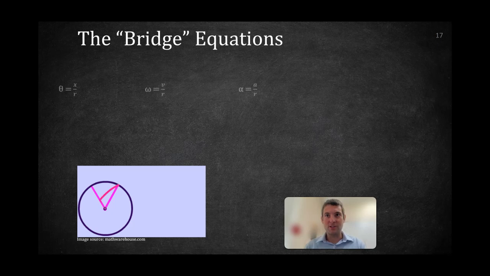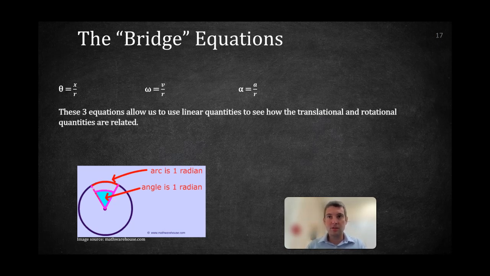Onto the bridge equations. There they are. Following the same pattern, Greek letter equals linear quantity over radius. These three equations allow us to use linear quantities to see how the translational and rotational quantities are related. I call these the bridge equations because they bridge our translational equations to our rotational equations.